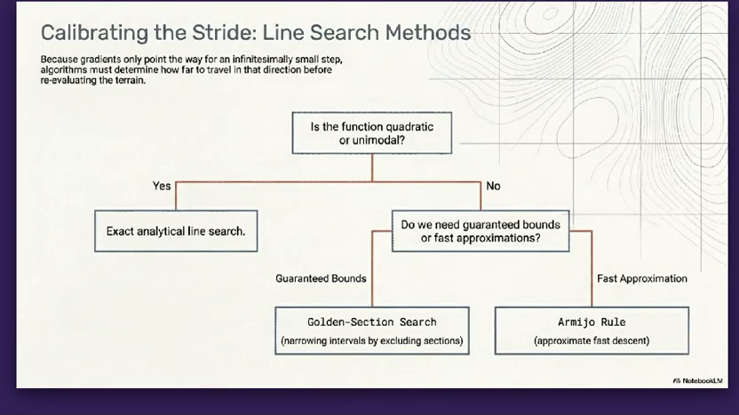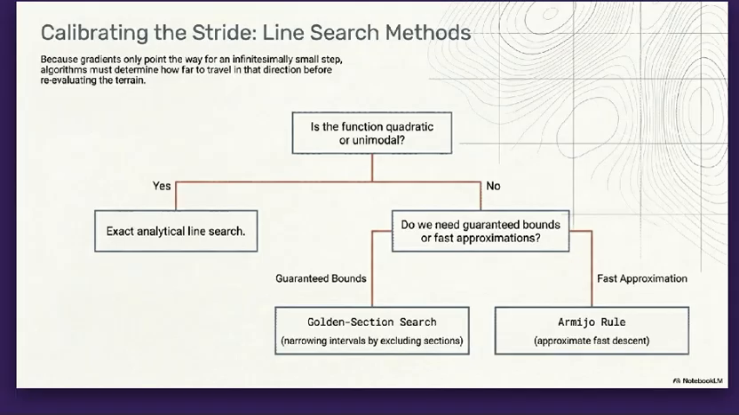Because you know the mathematical definition of a parabola, you don't need to guess your stride length. You can take the derivative of the function along your specific directional line, set that derivative to 0, and instantly solve for the exact distance to the absolute bottom of that curve. One calculation, perfect stride length, and you land exactly at the minimum of that specific slice of the landscape. It's highly efficient. But we are building deep neural networks.